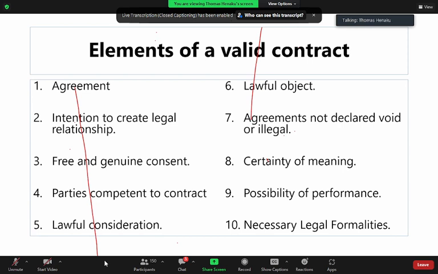So, in the event that whatever agreement or promise is not supported by this kind of consideration, the promise will be unenforceable in law.